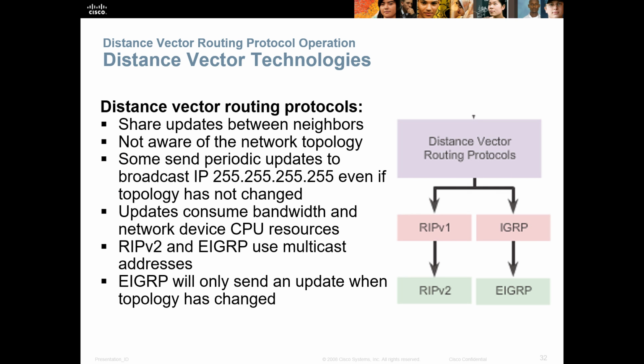Okay, so distance vector shares updates between its neighbors. It's not aware of the network topology. Some send periodic updates to a broadcast IP address of 255.255.255.255, which is just a way of saying everything. While updates do consume bandwidth, they also consume CPU resources. RIP version 2 and EIGRP both use multicast addresses. EIGRP will only send an update when topology changes. So that's something to keep in mind.